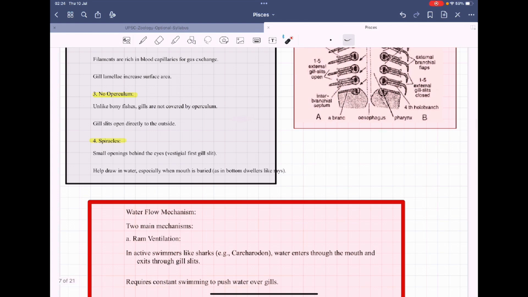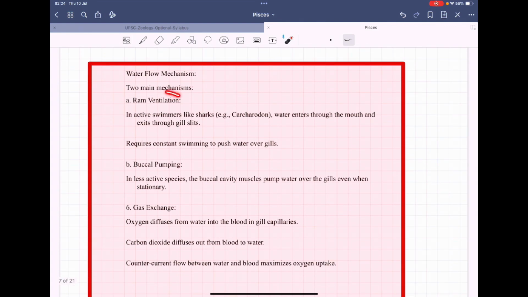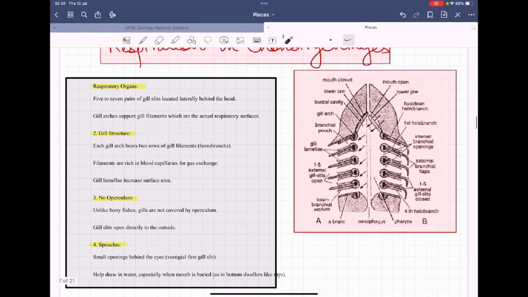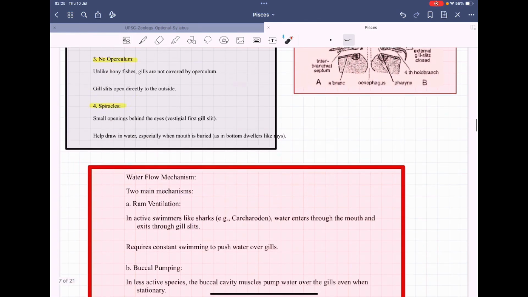the mouth is buried. For the water flow mechanism we have two main mechanisms. First is ram ventilation. In ram ventilation, in active swimmers like sharks, the water will enter through the mouth and exit through the gill slits. So this is ram ventilation. The water will enter into the mouth and exit through the gills.